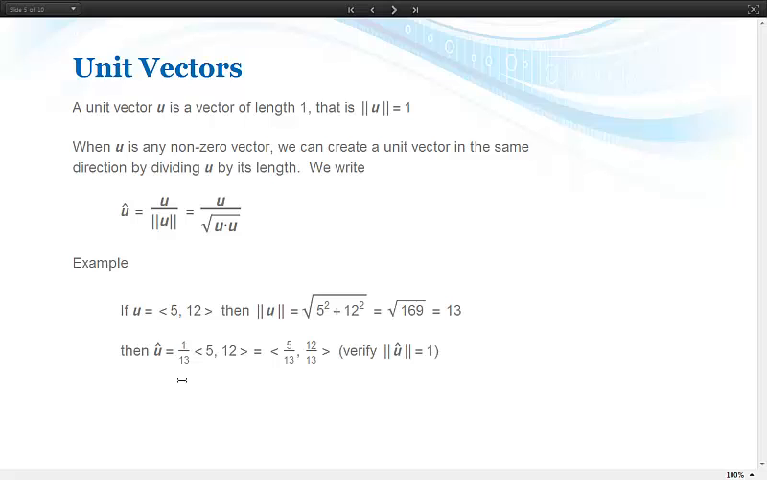Now remember, when we looked at vectors originally, when we scale a vector, all it does is change the length of the vector, but it doesn't change the direction. So this unit vector points exactly the same direction as the original vector u, but it has length 1. So if we multiply through by 1/13, we get 5/13 as the x-coordinate, 12/13 as the y-coordinate, and you should verify that the length of this vector is 1 by computing 5/13 squared plus 12/13 squared.